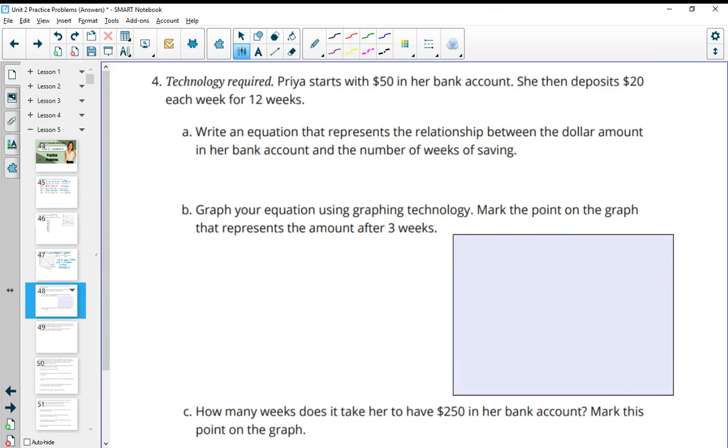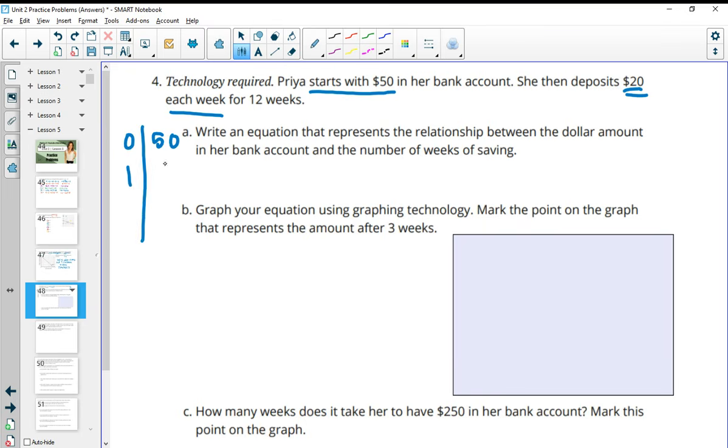Number 4 requires technology. You can use Desmos if you want to graph this, or if you have a graphing calculator. So it says Priya starts with $50. So she starts with $50 in her bank account, then deposits $20 each week for 12 weeks. Write an equation that represents the relationship between the dollar amount in her bank account and the number of weeks saving. So at week 0, she's got that $50, right?